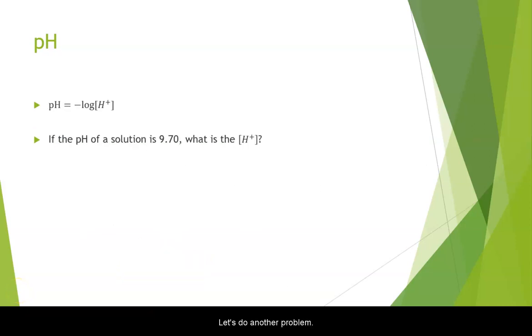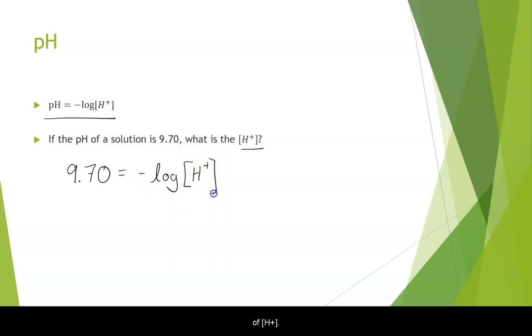Let's do another problem. If the pH of a solution is 9.70, what is the concentration? I'm using the same formula, and we're just given pH instead of the concentration this time. So 9.7 equals negative log base 10 of H. To solve this, we first want to isolate the logarithm. It's not totally isolated because it's negative right now. Multiply both sides by negative 1. Get negative 9.7 equals the logarithm.